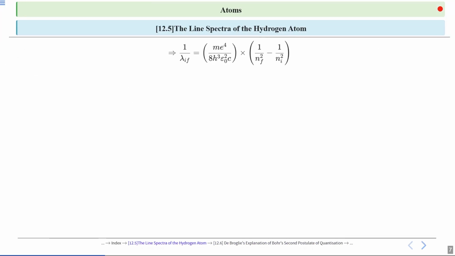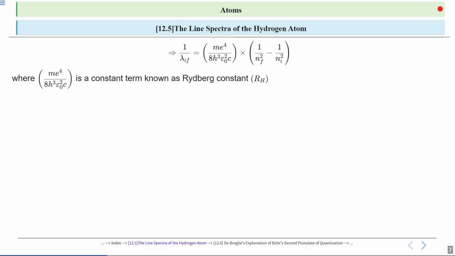Let's start by looking at this important formula for the wavelength of light emitted or absorbed when an atom moves between energy levels in a hydrogen atom. The equation shows 1 divided by lambda, which is the reciprocal of the wavelength, equals a constant. What is the constant? m e raised to power 4 upon 8 h cube epsilon naught square c, multiplied by the difference between 1 over nf squared and 1 over ni squared. Here ni is the initial energy level and nf is the final energy level.